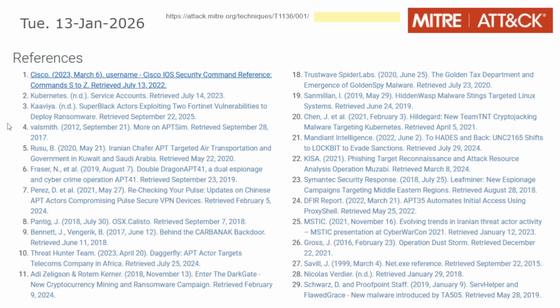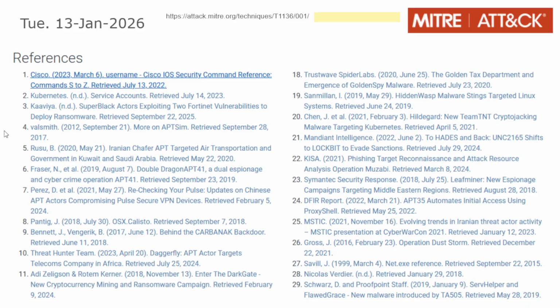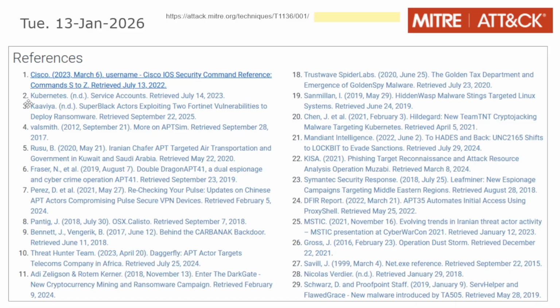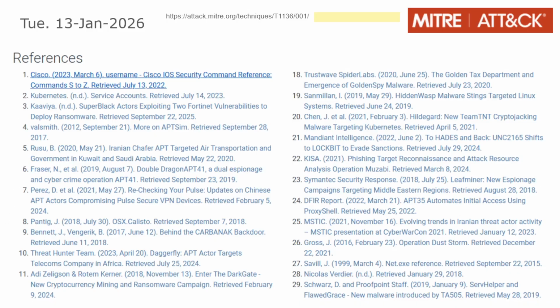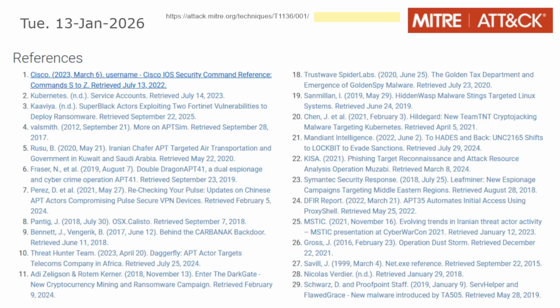Let's look at the references. So you have Cisco. It's marked, but I didn't do this by accident. Then Kubernetes service accounts, they just explain how it's working. Then the Fraser, Paris, I read a lot, Fraser 2, Double Dragon, Paris, rechecking your pulse, updating on Chinese APT. Threat Hunter team, Daggerfly. Nothing interesting so far. All these sources are awesome, but I wanted something to catch my eye and really catch my interest.